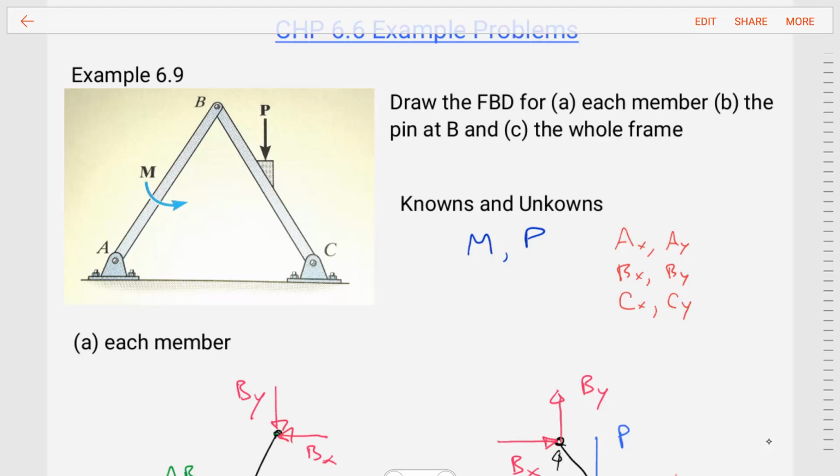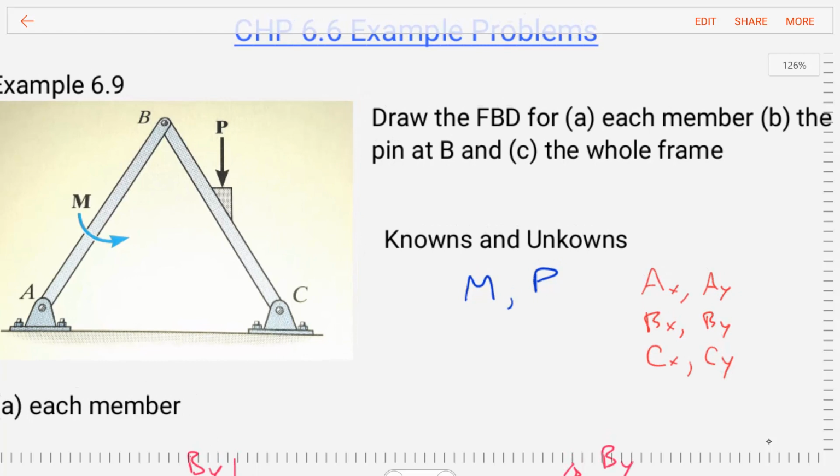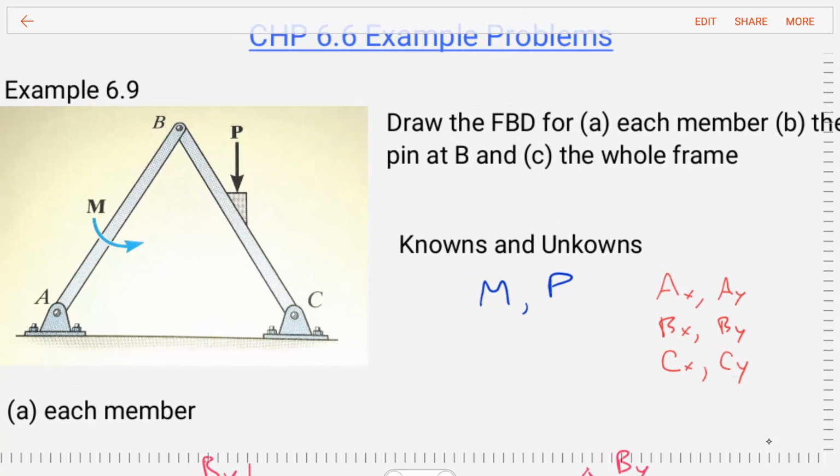Welcome to Statics. I'm Dr. Stewart. Today we're going to do some examples for frames and machines. The example we're going to do is example 6.9 from Hibbeler's statics book.